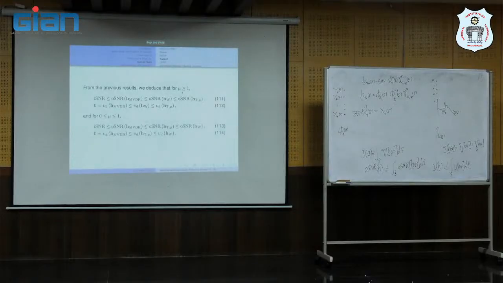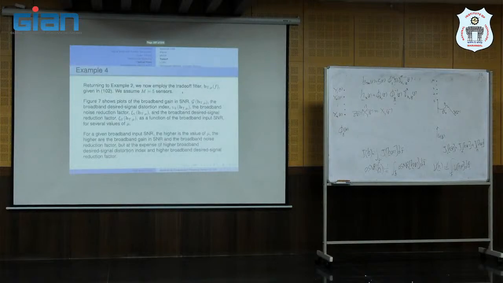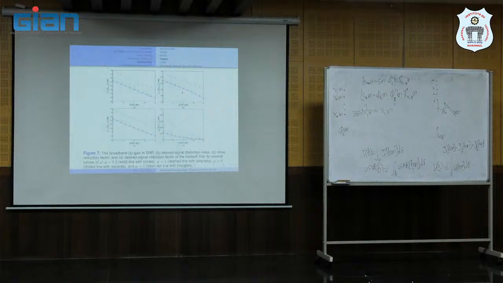Okay. And you have, of course, these relations between the different filters with respect to the output SNR, and what we pay for that with the distortion. Example. Now we use the trade-off filter with different values of mu. The blue line is mu equals 0.5. The green, mu equals 1. Then the red is mu equals 2. And the light blue is mu equals 5.